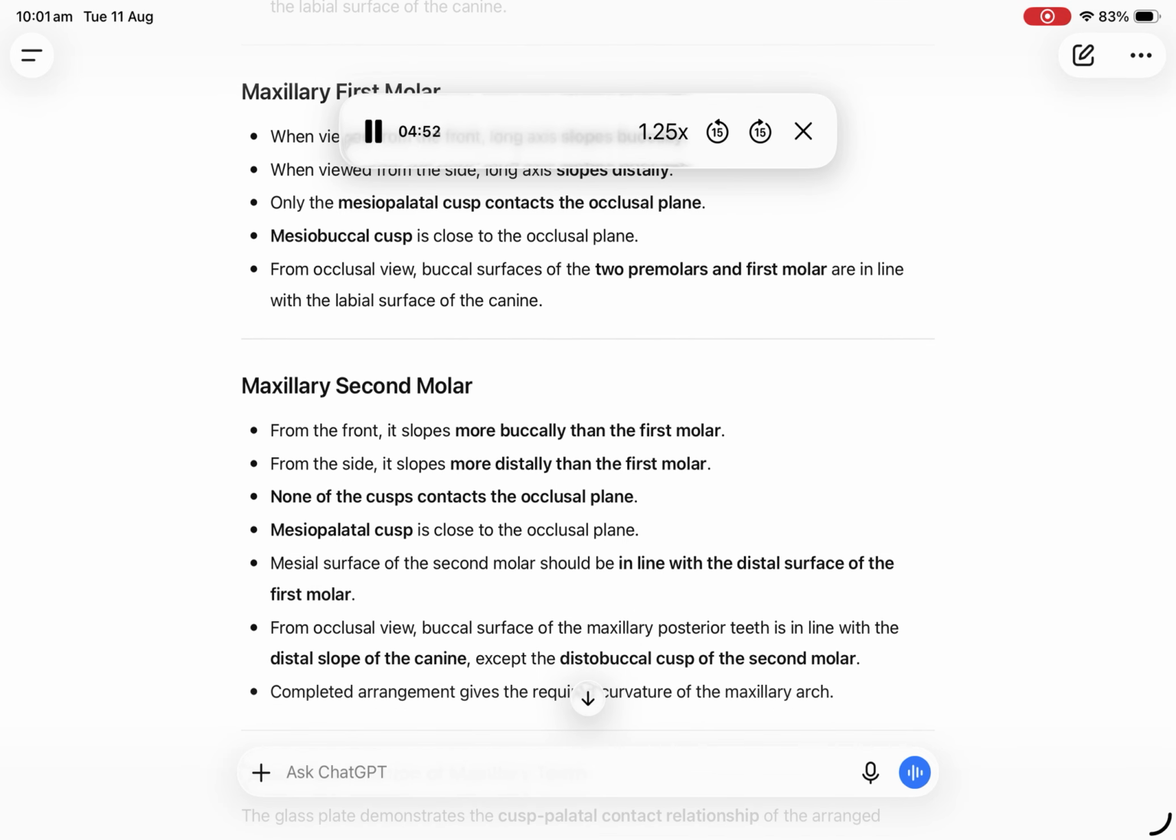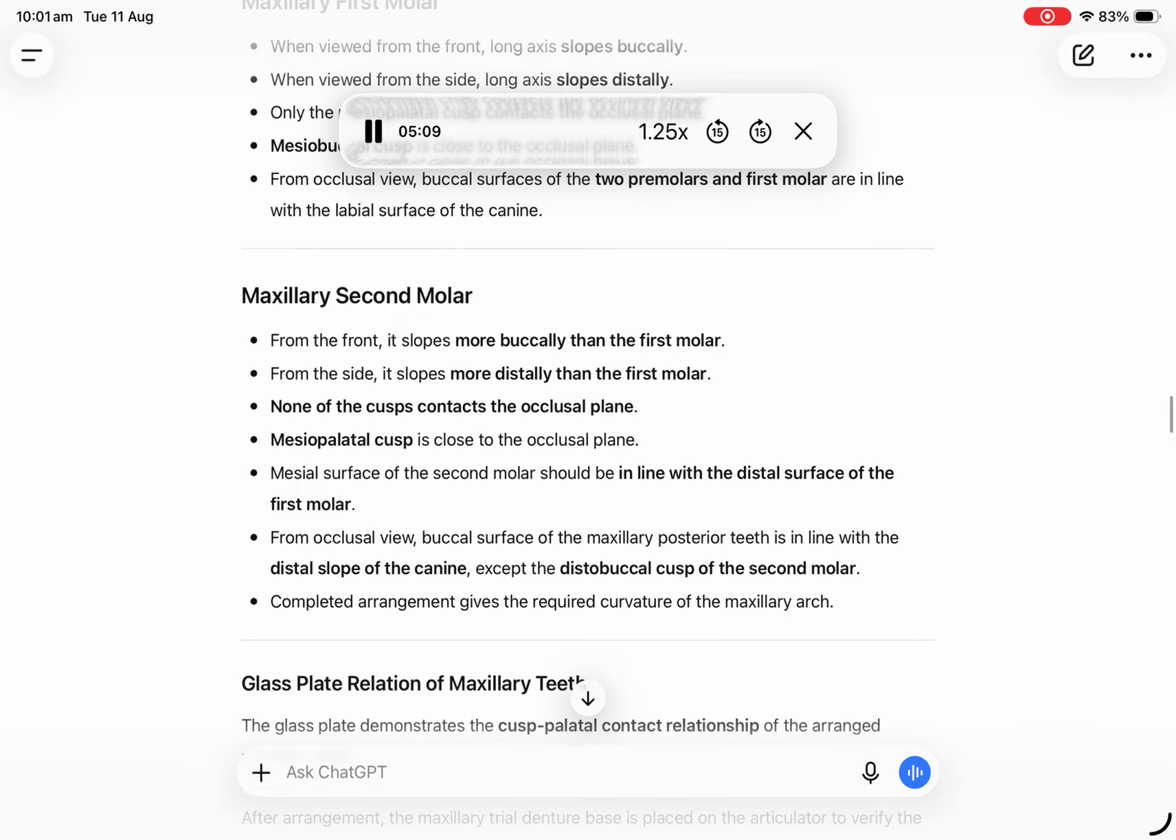From the front, it slopes more buccally than the first molar. From the side, it slopes more distally than the first molar. None of the cusps contacts the occlusal plane. Mesiopalatal cusp is close to the occlusal plane. Mesial surface of the second molar should be in line with the distal surface of the first molar.